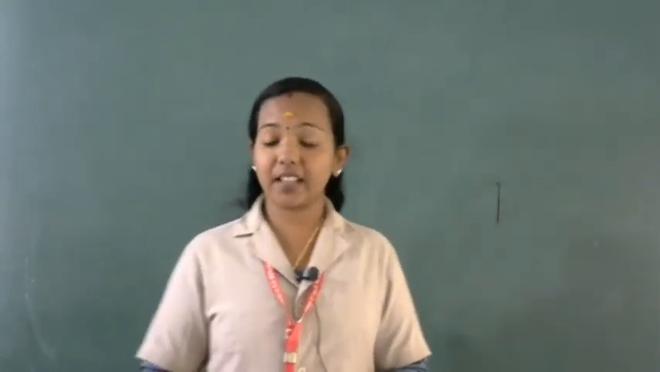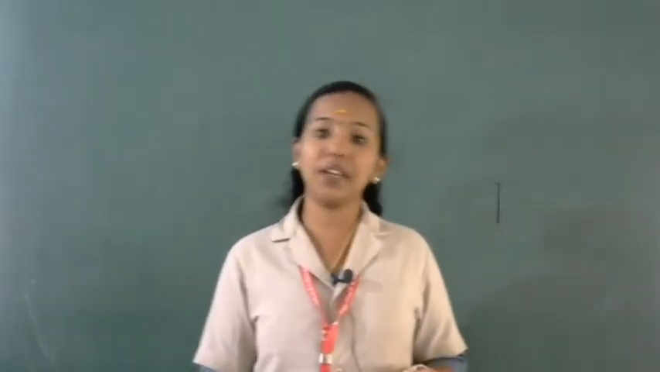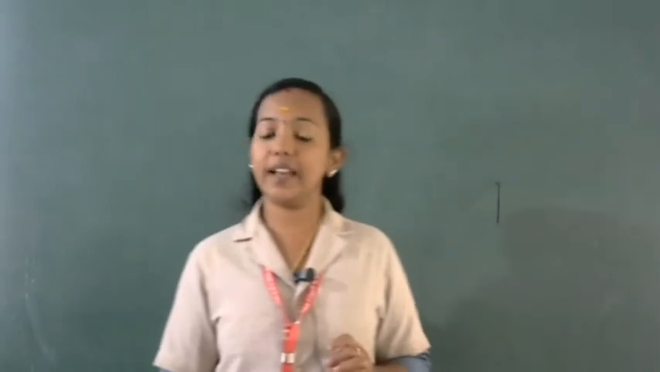We are discussing our last chapter, ICT, Internet and Mobile Computing. In the previous video, we discussed the various mobile communication services. We started with SMS, Short Message Service, then MMS, Multimedia Message Service, then Global Positioning System, then smart cards, and also we discussed some of the computer mobile operating systems, Android OS and its kernel structure. By the last video we completed our chapter Internet and Mobile Computing.